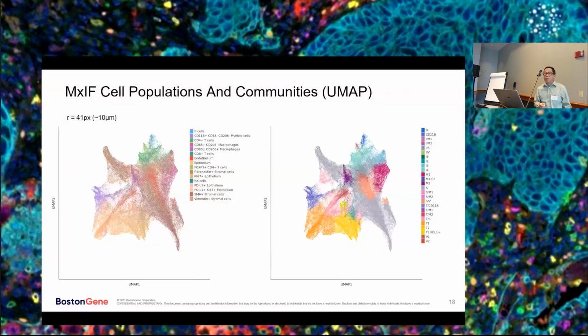For MxiF cell populations, we can use this UMAP to show. This is a dimension reduction plot in which you can see we can actually probe all these different cell types and do it in a systematic way.